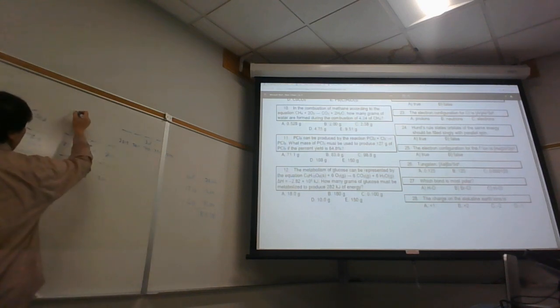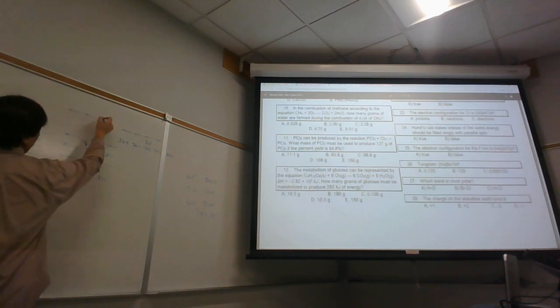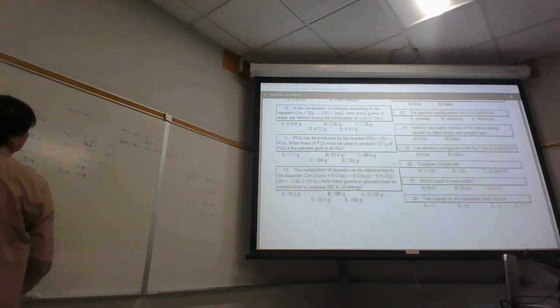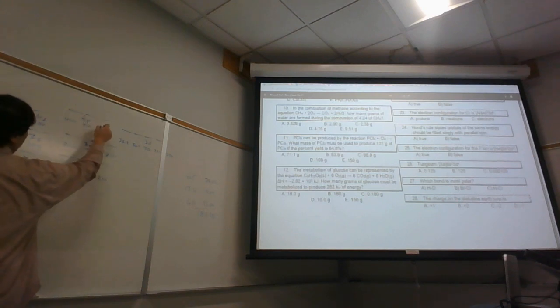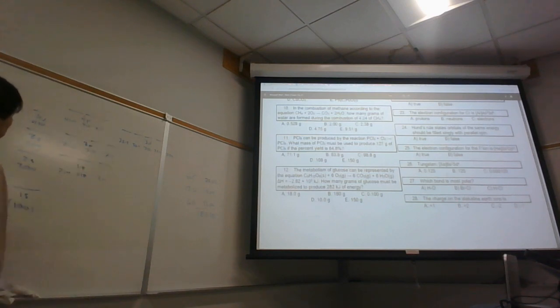And then finally the 4p. 4, 1, -1, 4, 1, 0, 4, 1, 1. And so the energy would go 1s to the 2s to the 2p to the 3s to the 3p, 4s to the 3d to the 4p.